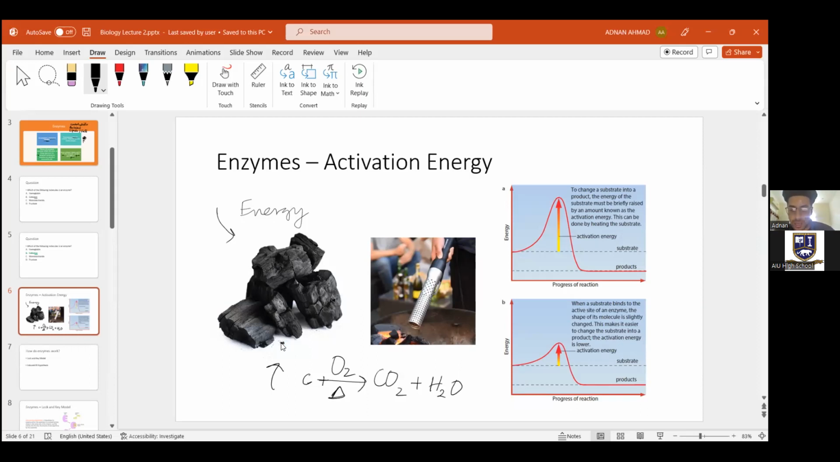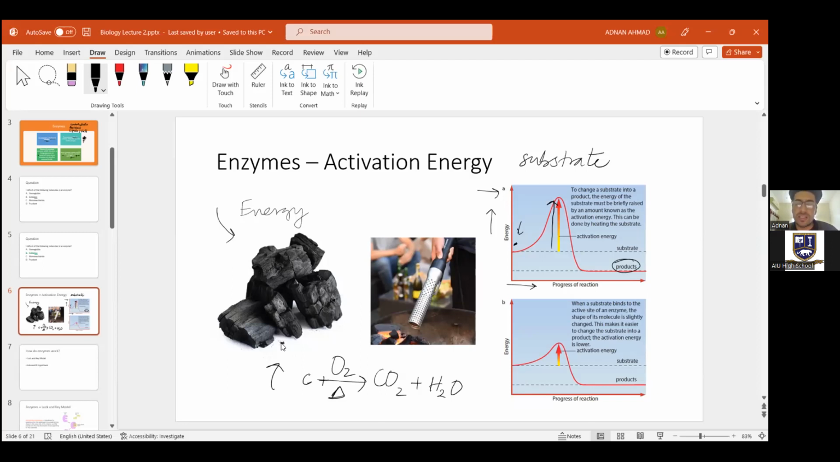We have two graphs here, and in the first one, in graph A, you can see that this scale is indicating energy, and this scale is representing the progress of a reaction. This reaction is without an enzyme, and you can see that such a huge amount of activation energy is required before the reactant can be turned into products. The reactant is also called a substrate. Substrate is anything on which an enzyme acts. So to change a substrate into a product, the energy of the substrate must be briefly raised by an amount known as the activation energy. This can be done by heating the substrate.